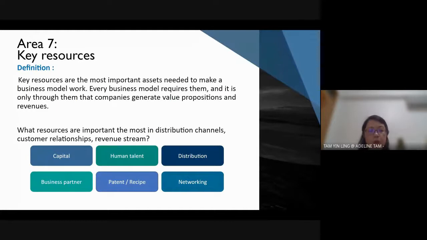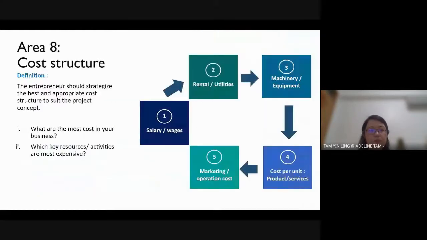So you need to ask yourself, what are the resources you need for every part of it? Number eight, the cost structure. Now you have to ask yourself, what are the highest costs in your business, and which costs, activities, and resources are the most expensive? Do I need to pay salary or wages? Let's say your mother helped you to cook. Do you need to pay at least some salary or wages to your mother who helps you do the cooking? Rental and utilities, electricity, gas, water, and so on, machine or equipment, cost per unit. This is very, very important that you must include.